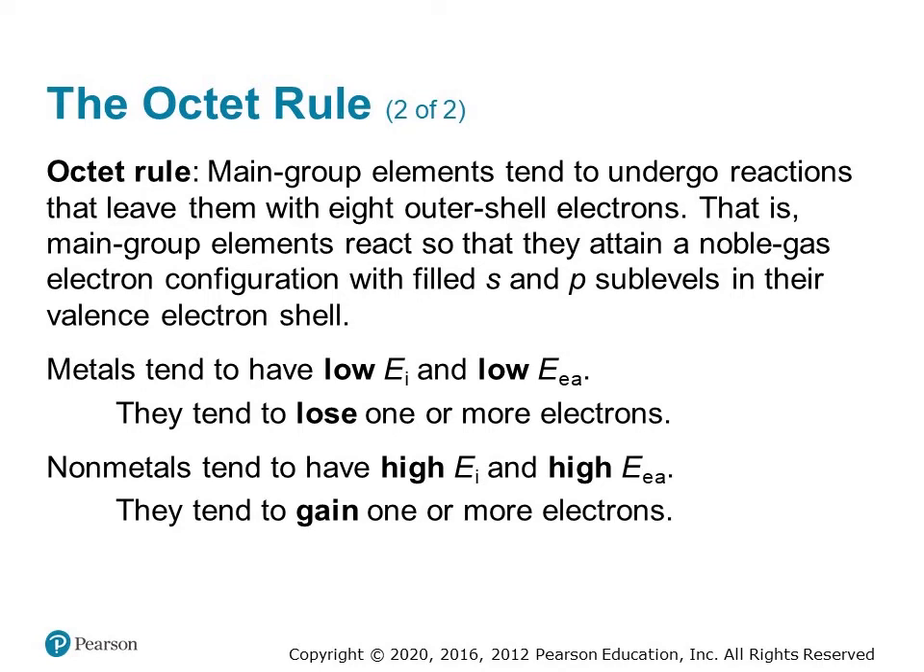For nonmetals, the opposite is true. They have both high ionization energies for their valence electrons and high affinities for adding electrons to their valence shell. So while it's hard for them to lose electrons, they can much more easily gain one or more electrons in chemical reactions, meaning that they generally form anions. Again, this is something you'll be familiar with from when we first discussed ionic compounds.